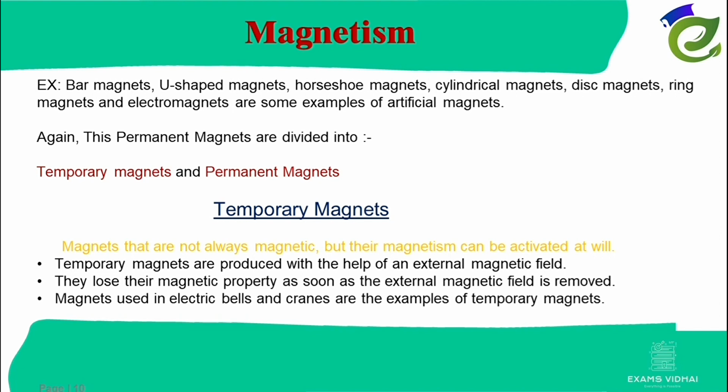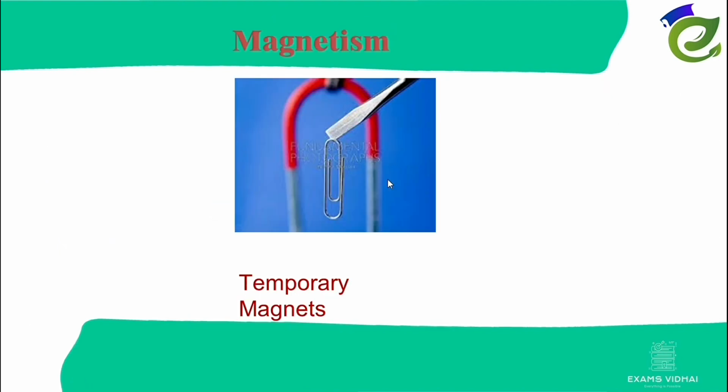Again, these artificial magnets are divided into two types: temporary magnets and permanent magnets. So what are temporary magnets? Temporary magnets are not always magnetic. They are magnetic only when you provide an external magnetic field. Means when you stimulate them, they are magnetic. And as soon as you remove the external magnetic field around them, they turn back to their neutral nature. So these are known as temporary magnets. They are used in electric bells, cranes, and many others.